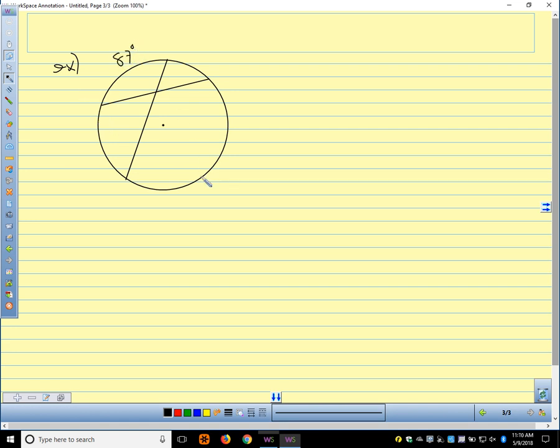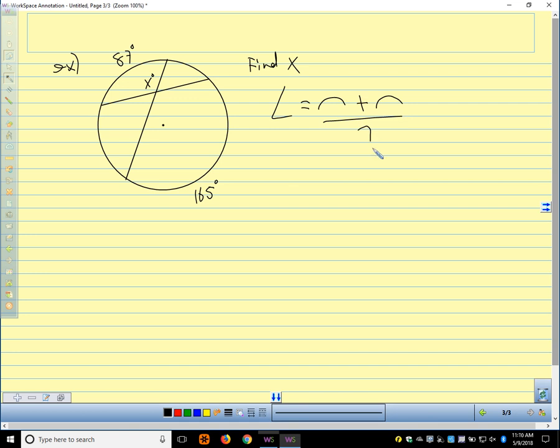I'm going to say that arc is 87 degrees. That arc is 165 degrees. And this is x degrees. And we want to find x. We have our vertex inside the circle. The vertex is not at the center. So we know that in that case, the angle equals the arc plus the arc divided by 2.